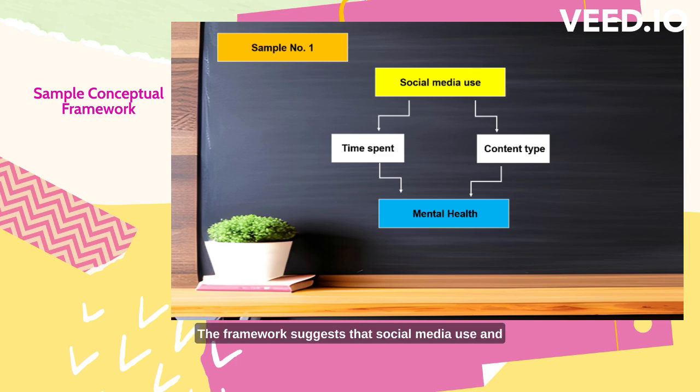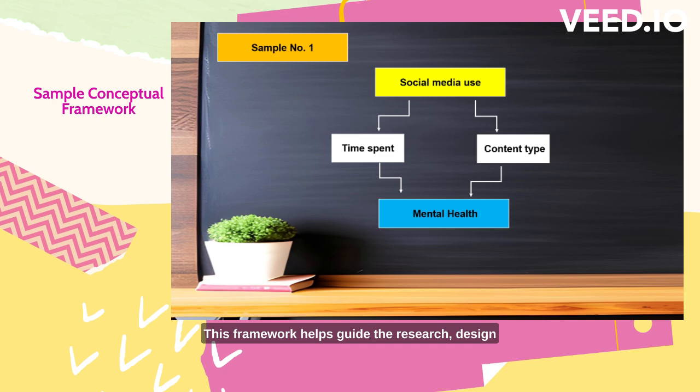The framework suggests that social media use and mental health are connected through these two factors. For example, spending a lot of time on social media and consuming harmful content may harm their mental health. On the other hand, reducing the time spent on social media and increasing exposure to positive content can have a favorable impact on an individual's mental well-being.